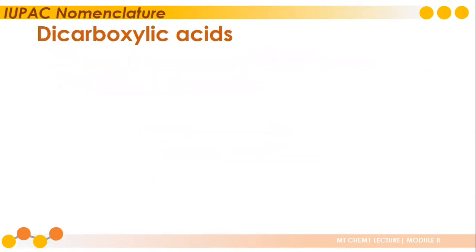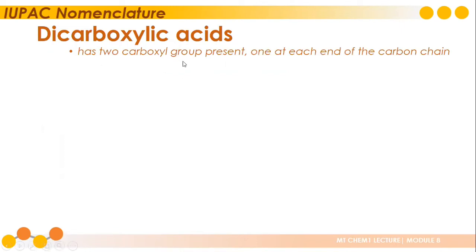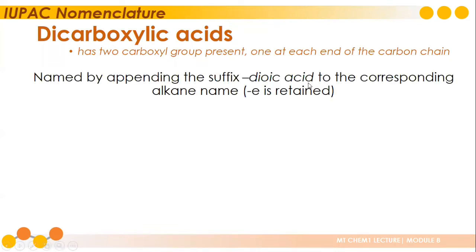If monocarboxylic acids are carboxylic acids that have only one carboxyl group attached to them, dicarboxylic acids, on the other hand, have 2 carboxyl groups present, one at each end of the carbon chain. So they are both at the end of the carbon chain. So how do we name these dicarboxylic acids? All you need to do is to append the suffix dioic acid to the corresponding alkane name. The last E of the alkane in this part is retained to facilitate pronunciation. Okay, so we don't need to remove the last E.